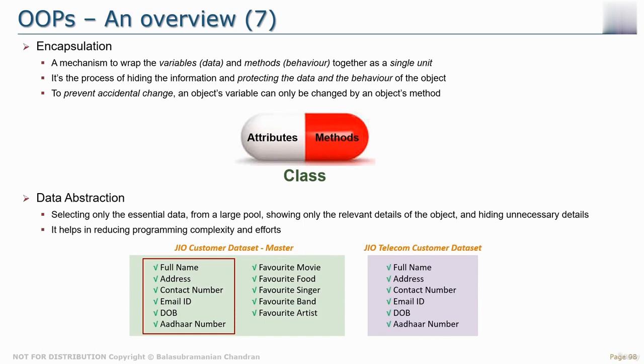I hope now you have a basic understanding of what's an object, what's a class, what's a method, what is inheritance and its types, single inheritance, multi-level inheritance, hierarchical inheritance, and multiple inheritance. Then what is polymorphism, what is encapsulation, and finally, what is data abstraction.